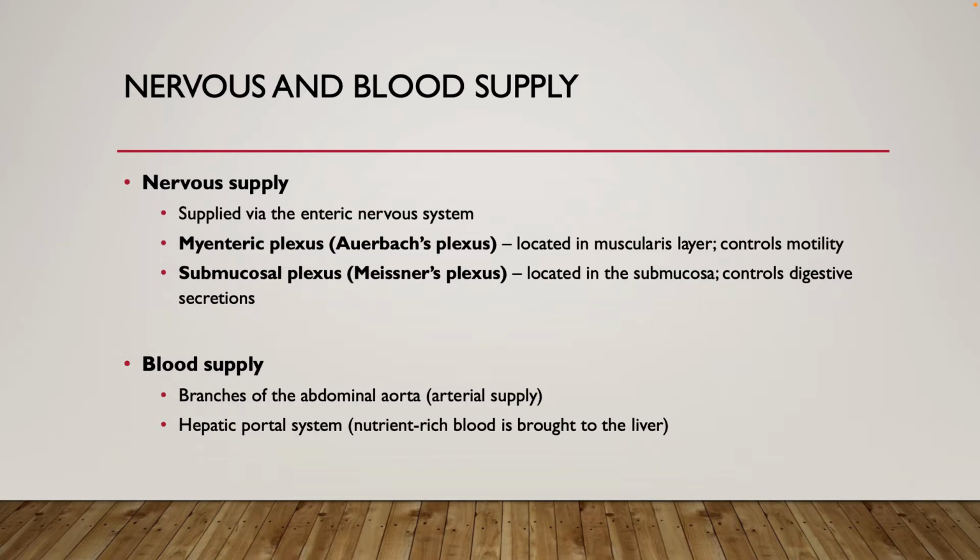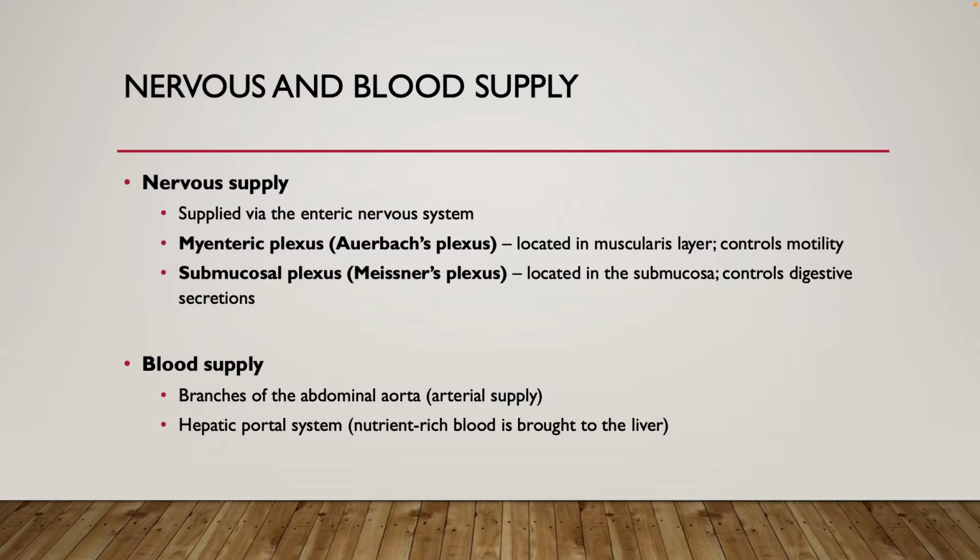The system has blood flow and blood supply as well as nerve supply, just like any other organ or organ system in our body. And so, our nervous input into our gastrointestinal system and our alimentary canal can be broken down into a couple of different parts.